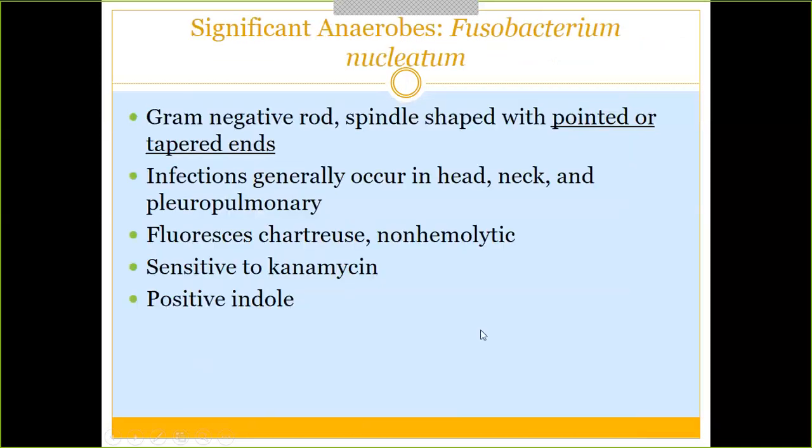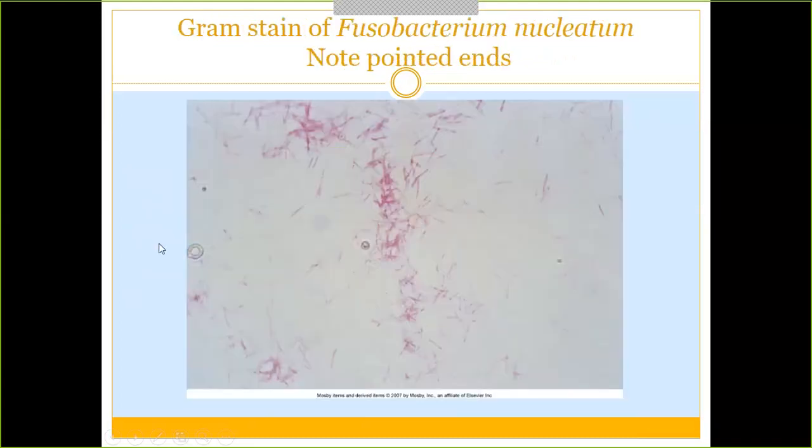All right, our next one is Fusobacterium nucleatum, another gram-neg rod. The key characteristic here is that the rods basically have pointed or tapered ends. Typically, the infections occur above the diaphragm, or the head, the neck, the pleuropulmonary. Non-hemolytic, this one is sensitive to kanamycin, and it will fluoresce a chartreuse color, which is like a bright neon-y yellow, if you will.